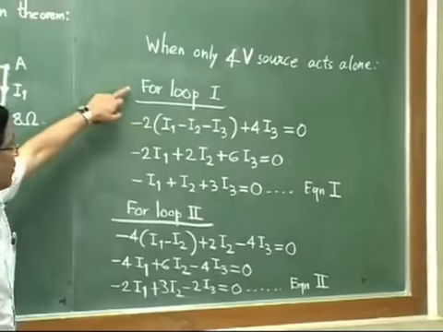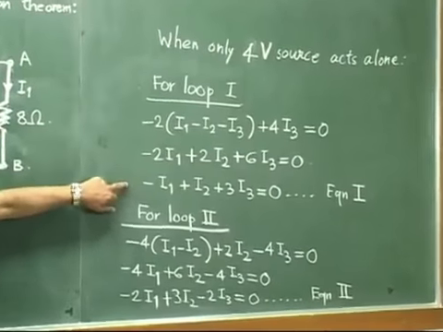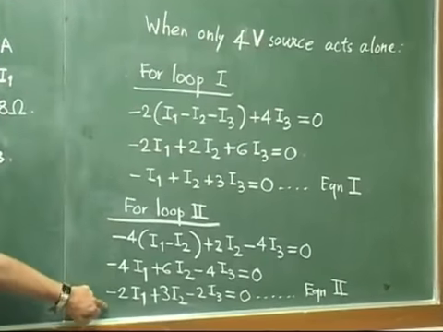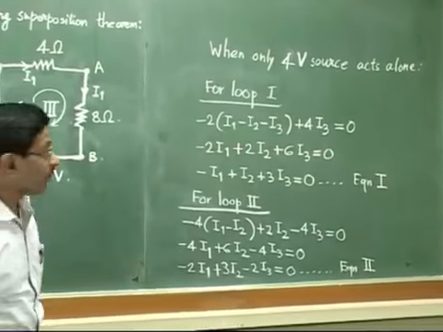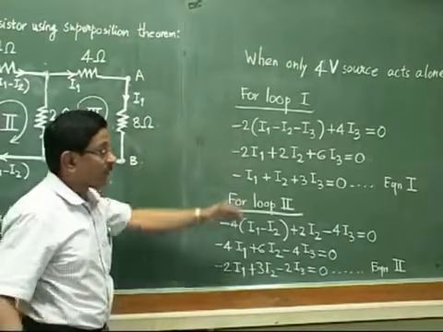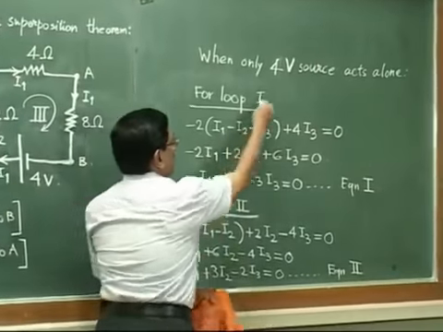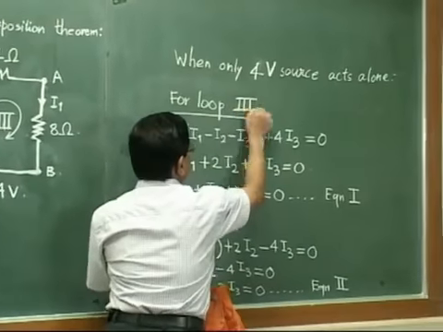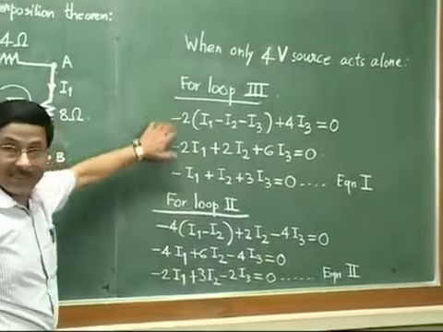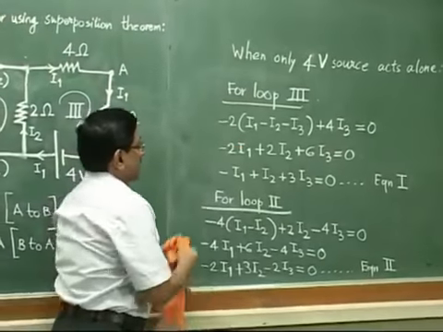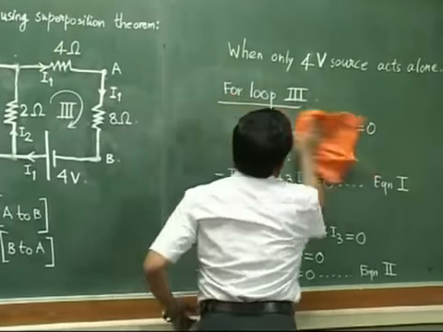So we have written the equation for loop 1, this would be the equation, and for loop 2, this would be the equation. One more equation we have to write, so make use of this particular space. So for equation 3, I will scratch this. It will be now for loop 3.